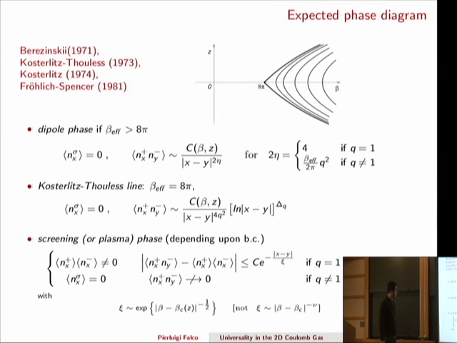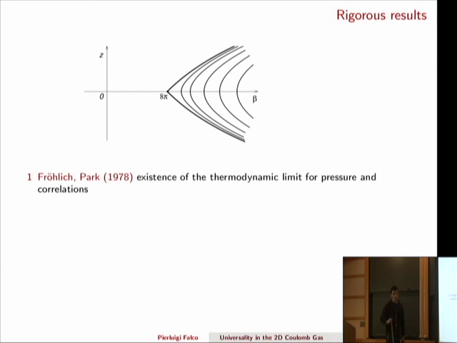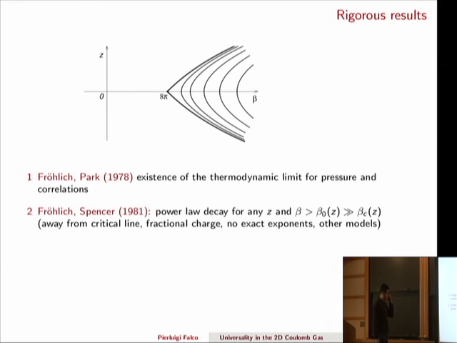Okay. So now I want to tell you what the rigorous results about this system are. The first rigorous result is that you actually want to prove that there exists a thermodynamic limit. Thermodynamic limit means the limit of infinite volume of the pressure and the correlations of this system. Fröhlich and Park did it. So the breakthrough was this result of Fröhlich and Spencer, in which they can prove that there is this power law behavior of the correlations if you are on the right of a line that is more or less somewhere here. It doesn't have to be any of the lines that I've drawn. It's some line that is somewhere here. If you are on the right of this line, beta 0, you can prove power law decay of the correlations.